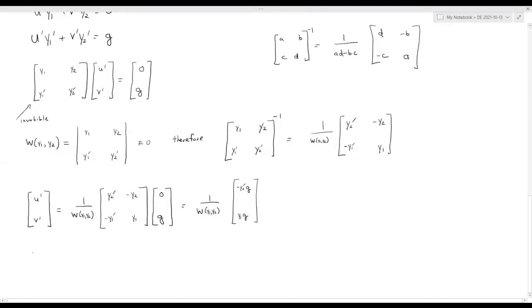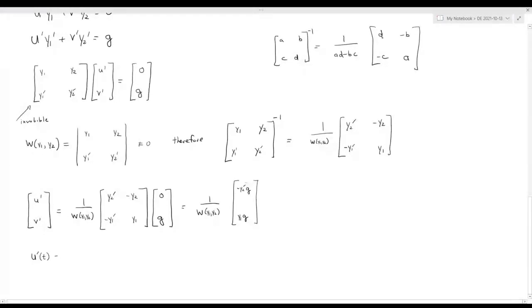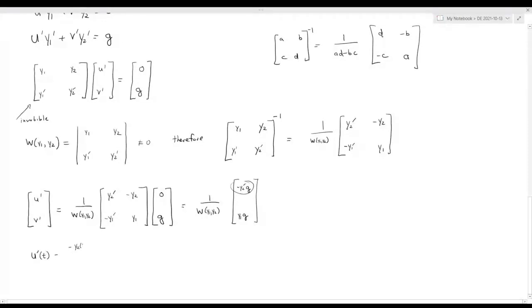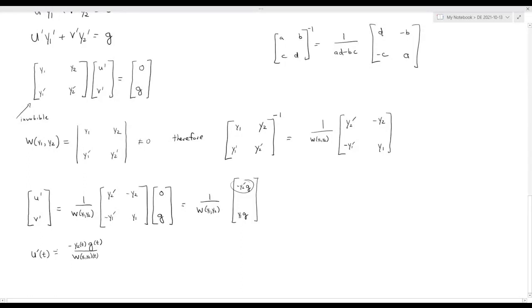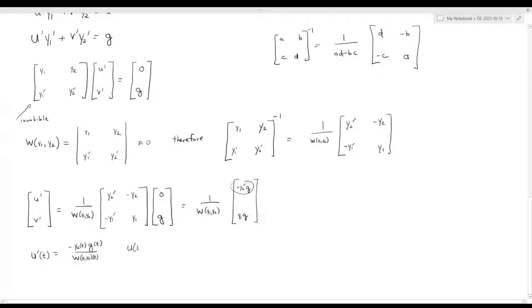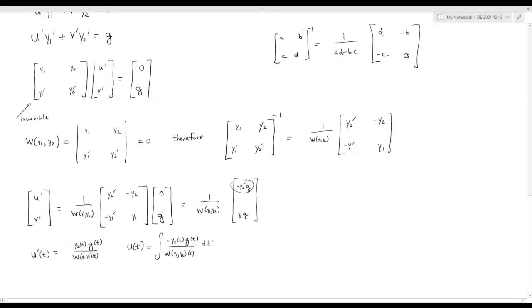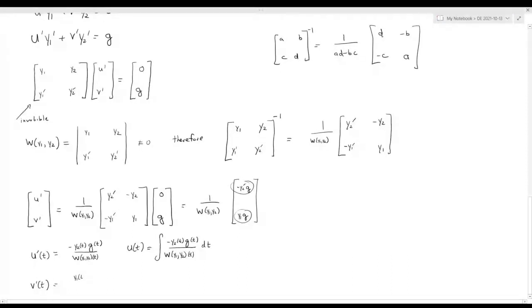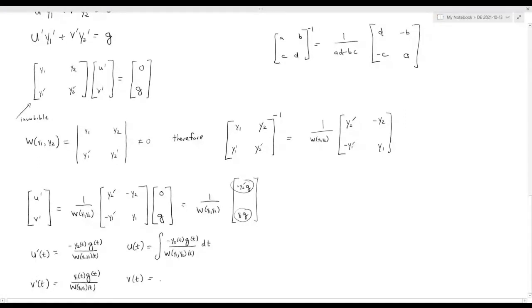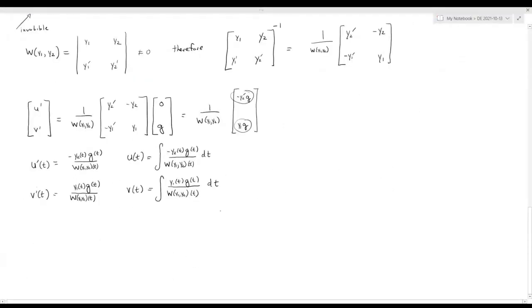So this means that u prime, now I'll go ahead and be more formal, these are functions of t, is negative y2 times g divided by the Wronskian, function of t. And of course, if you want to unprime the u, so to speak, we just anti-differentiate. So similarly, v prime is equal to y1 times g divided by the Wronskian. And then to find v, we just anti-differentiate. So that's how you get your formulas. So this is how we got our formulas.